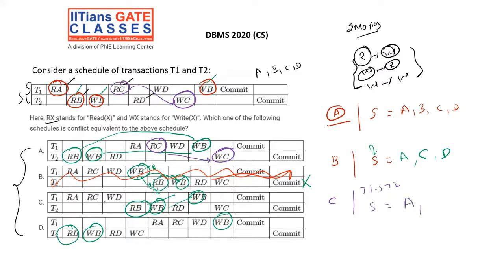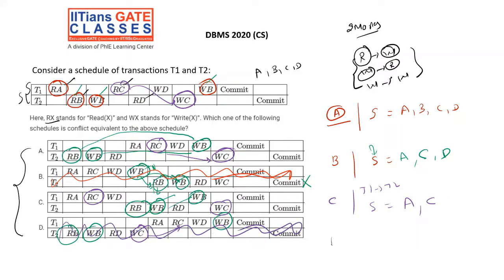Okay, now check with C. Yes, the order is the same. Now this is also equal to C, right? Now check with this one. No, here WC is coming first compared to RC, which is T2, then T1, which is wrong. We want T1, then T2. So D is not possible, right? So here this option is also gone.